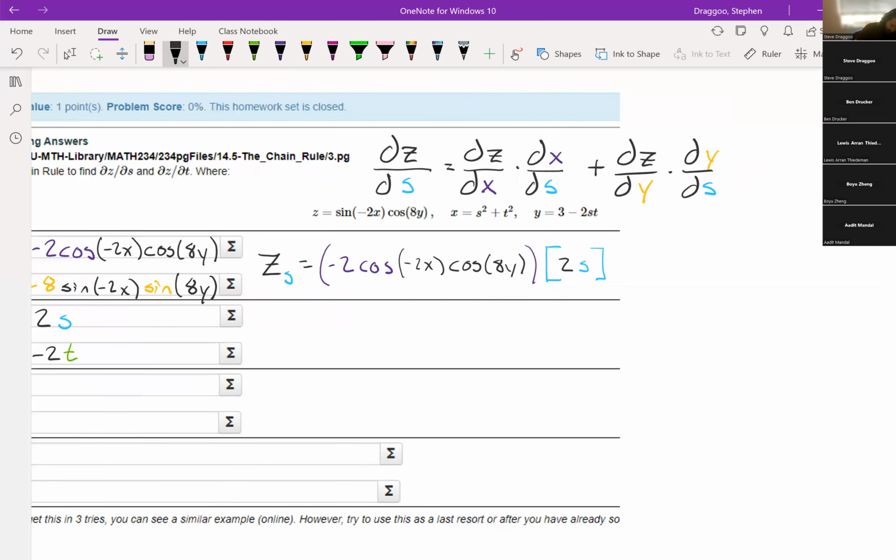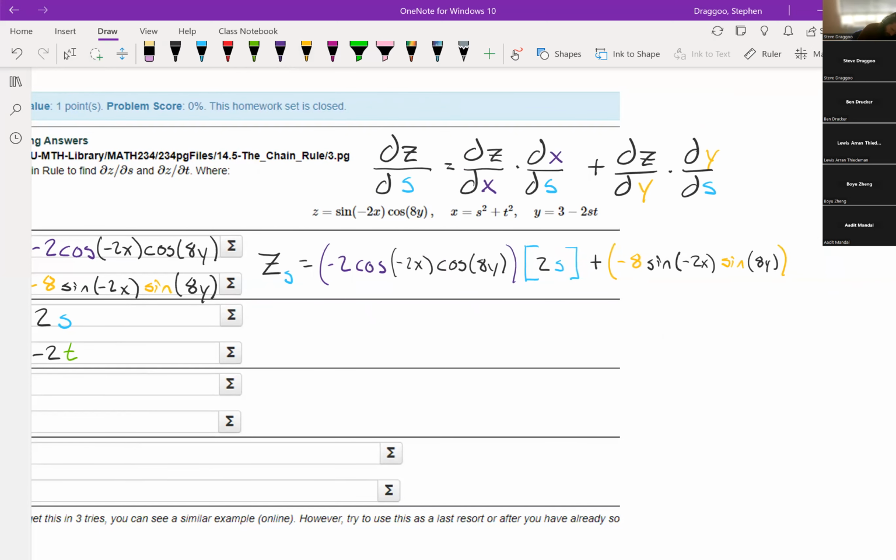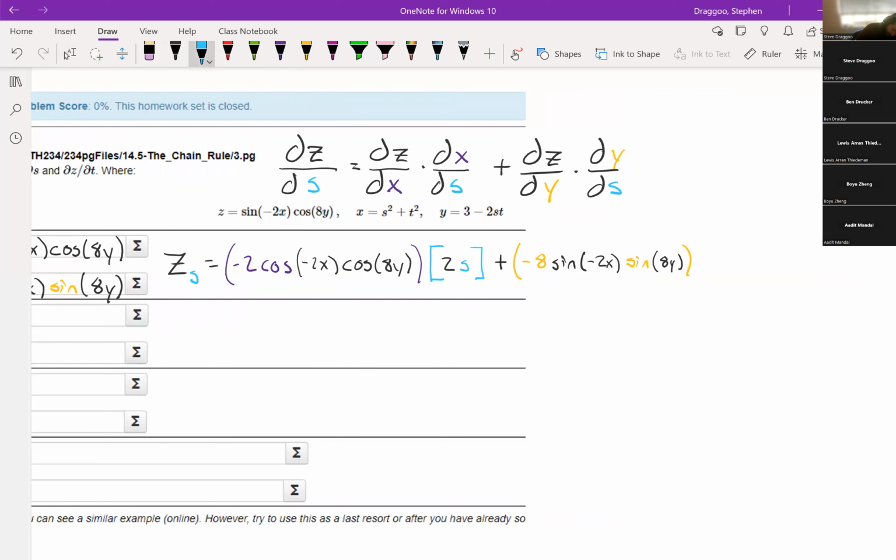And I want to add to that the y partial, which was negative 8 sine of negative 2x sine of 8y. There we go. And then we'll come through and multiply by the s partial, specifically y partial s, which was negative 2t.